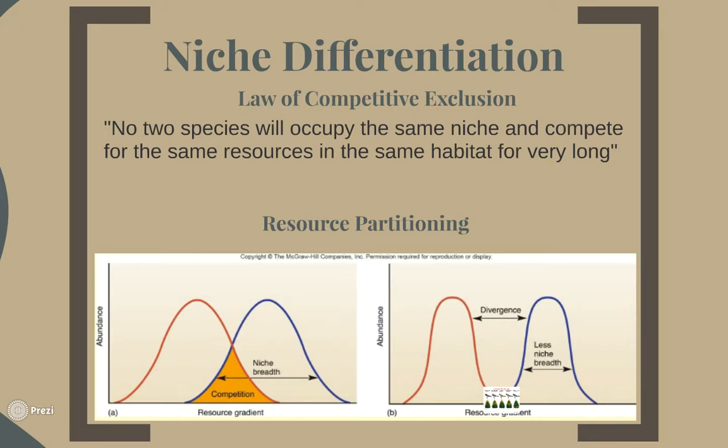divergent selection. A great example of this are the small, medium, and large ground finches, which feed on small, medium, and large seeds respectively. A small finch that tries to eat medium seeds will be outcompeted by the medium finch and will return to small seeds. And so the 3 species are kept intact.